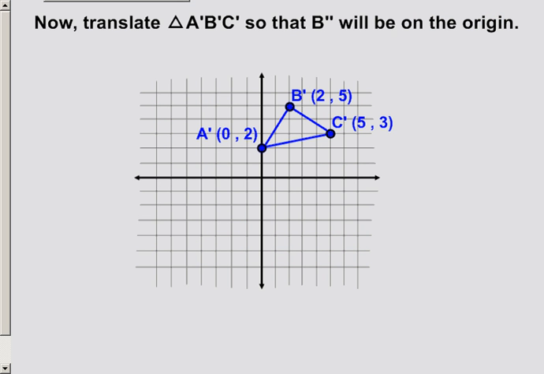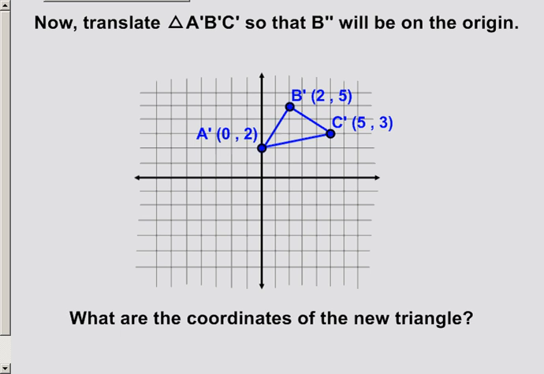Now, a lot of times we are asked to perform more than one transformation at once, and a lot of times we are asked to move in multiple directions at once. But keep in mind, this is like slope, like rate of change. So we just figure out how our rise changes and how our run changes. So now we're given instruction to translate triangle A prime, B prime, C prime so that B double prime will be on the origin. The first thing we're going to do is look at B double prime, and decide how it needs to change in order to actually reach the origin.